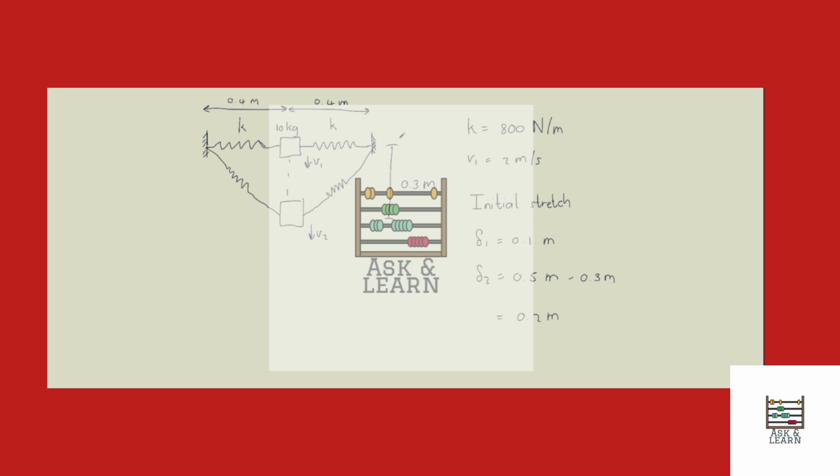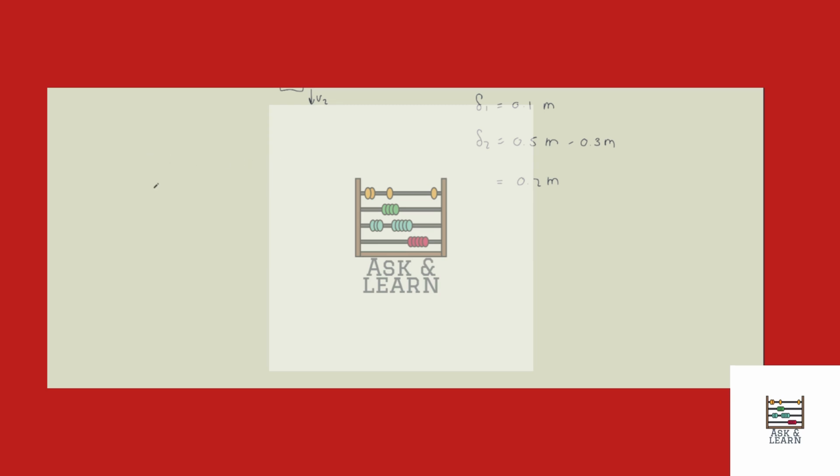So if we look at the diagram, we have initial velocity v1 and final velocity v2. We know the force constant of the spring to be 800 Newton meters for each spring, and we know the initial and final stretch of the spring. So from the conservation of energy, we know that the kinetic energy, the gravitational potential energy, and the elastic potential energy all need to be conserved.